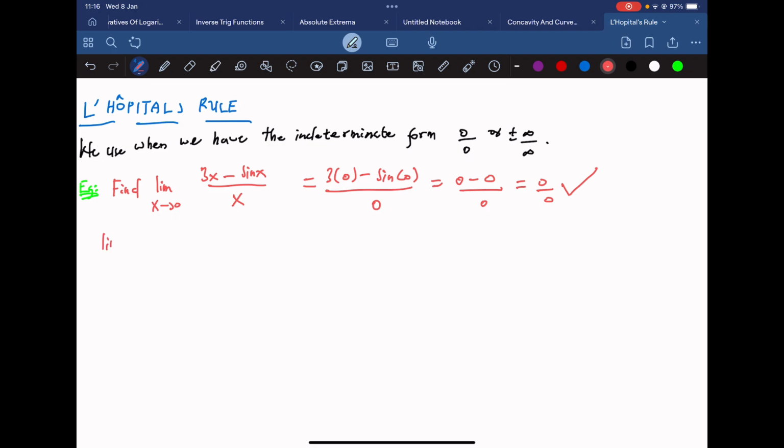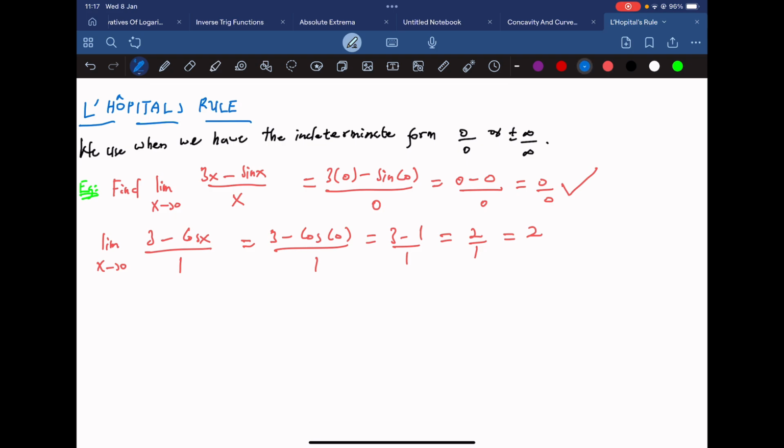L'Hopital basically means that we have to differentiate both the numerator and the denominator. If we differentiate 3x, we have 3. If we differentiate sine x, we have cosine of x. And if we differentiate the denominator, we just get 1. So now let's put in 0. We have 3 minus cosine of 0 over 1, and remember cosine of 0 is 1, so 3 minus 1 is 2 over 1, and this is just 2.